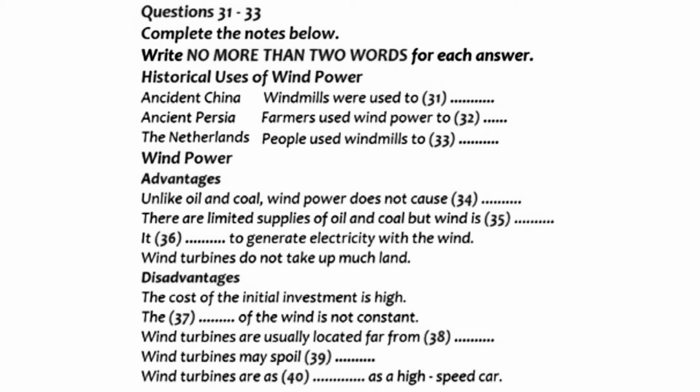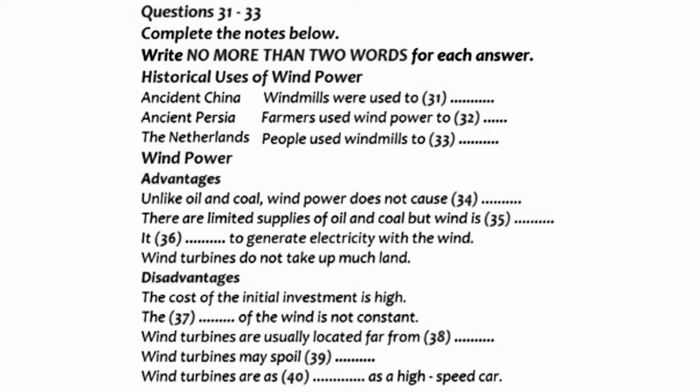One of the biggest problems with using fuels, such as oil and coal, is pollution. Wind power, on the other hand, is clean. It causes no pollution and therefore doesn't contribute to global warming. Another great advantage of wind power is that it's a renewable resource. Oil and coal reserves are limited, but we'll never run out of wind.